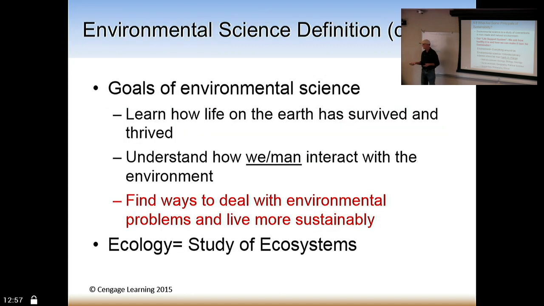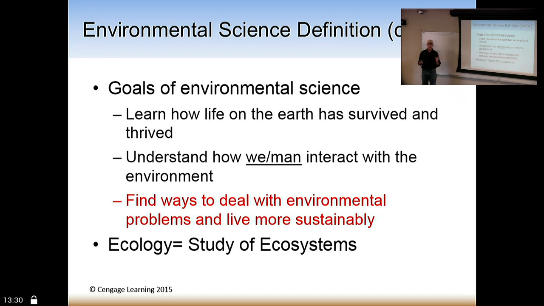So let's go to that, I think, right here, a little bit more, and then we'll go to the actual definition of sustainability. Goals of environmental science: learn to live on Earth, learn how life on Earth has survived and thrived, and understand how we, people, interact with the environment. Okay? And ultimately, we want to find ways to deal with the environmental problems and live more sustainably.